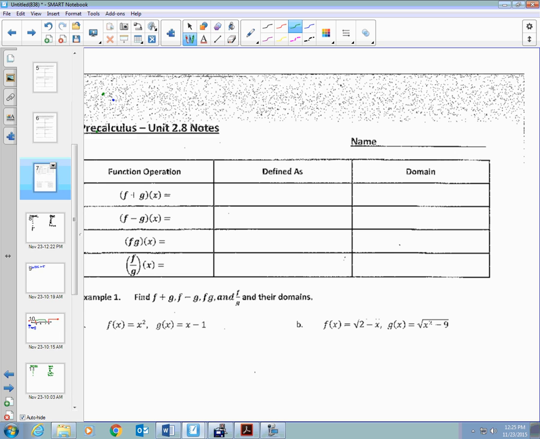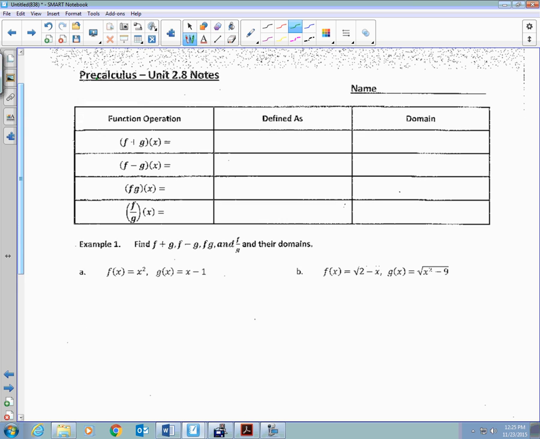If you want to do function addition, you can simply do f of x and add it to g of x. And if you want to do function subtraction, f of x minus g of x. Multiplication, f of x times g of x. And division, f of x divided by g of x. So these are our operations. Composition was different, though. We learned that on Friday. But if you want to combine two functions together using addition, you simply add them together.